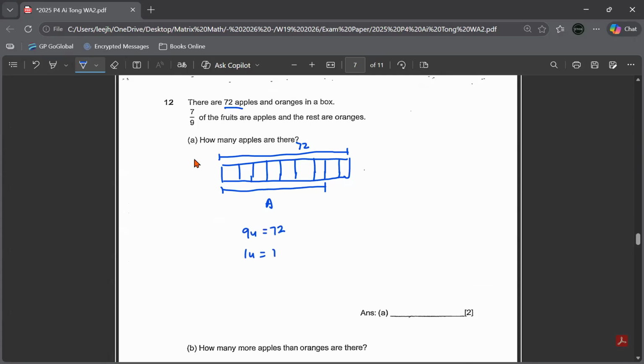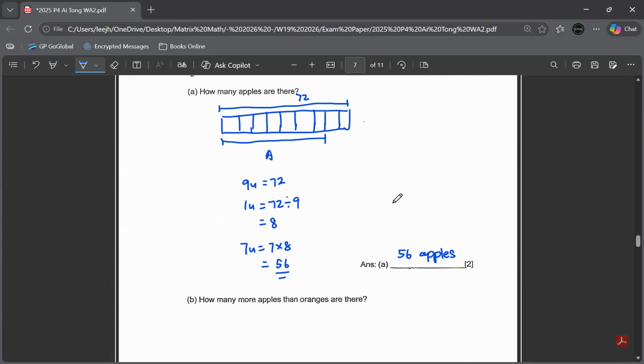Look for 1 unit, 72 divided by 9. 1 unit is 8. I want apples. Apples is 1, 2, 3, 4, 5, 6, 7 units. So 7 times 8, 56. So we have 56 apples. Out of 72 fruits, 56 are apples. So question B is asking me, how many more apples than oranges are there?